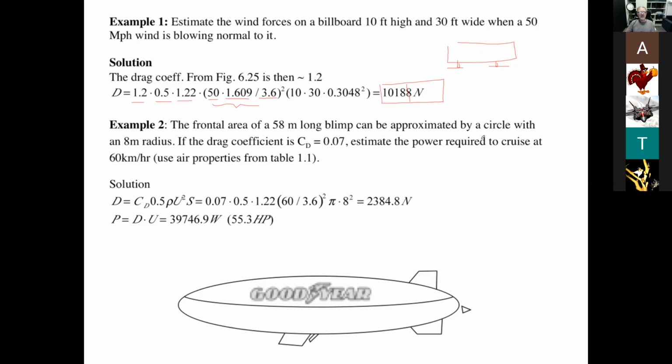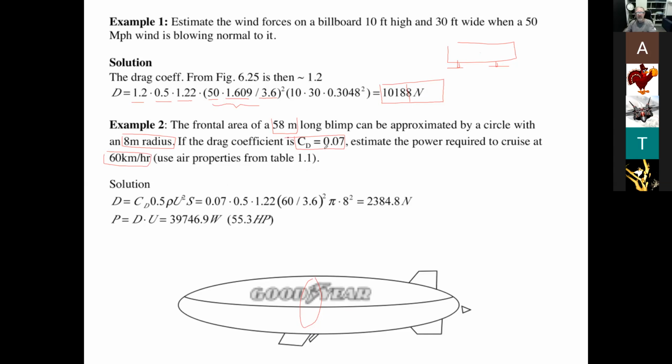Let's do the aerodynamics. So the frontal area of this blimp, it's a generic blimp, like the one that stays in Long Beach somewhere. You can take the little fins as well. Where is the frontal area? Oh, we assume it's 8 meter radius, okay? And then we think the drag coefficient CD is 0.07, okay? And then it goes at 60 kilometers per hour.